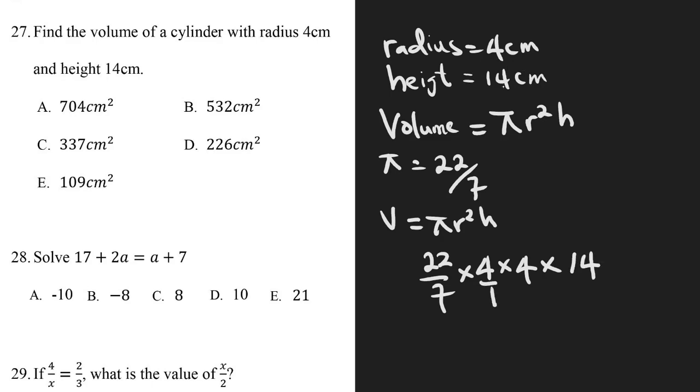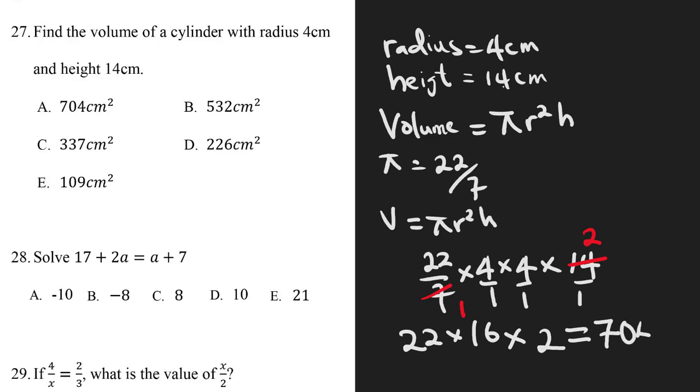So you can balance them with 1, 1, and 1. So we know that 7 here is 1 and 7 here is 2. Now we are left with 22 times 4 times 4 is 16. So we say times 16 times this 2 times 2, right? So 22 times 16 times 2, of course, if you multiply, you're going to get 704 centimeter square. Of course, the answer is A. So let's move to number 28.